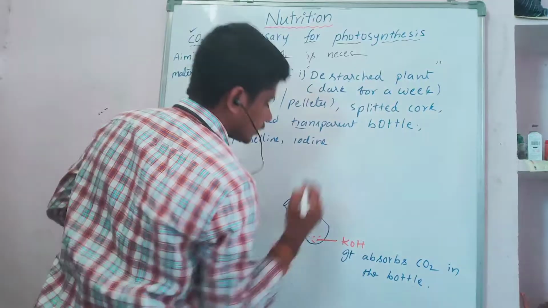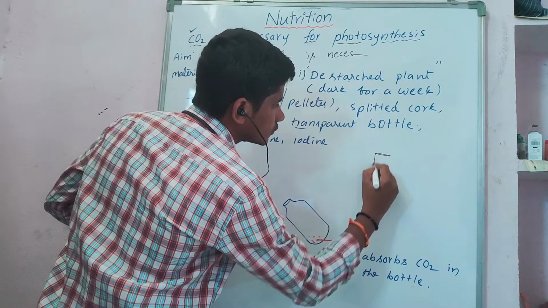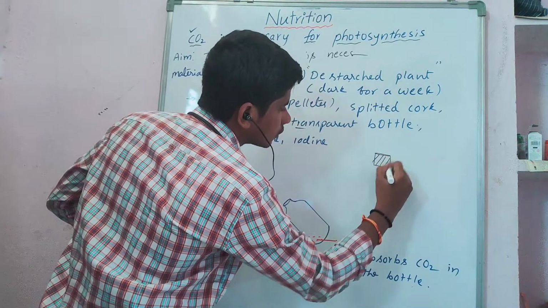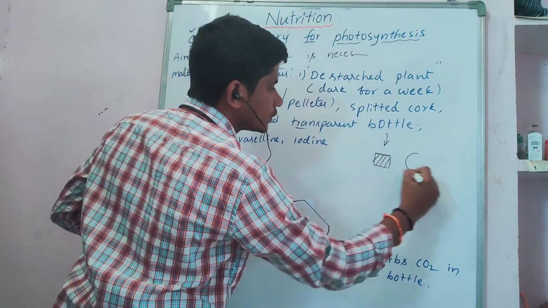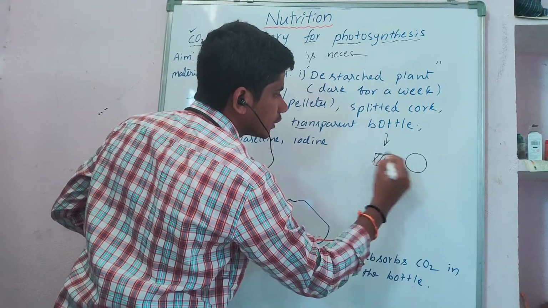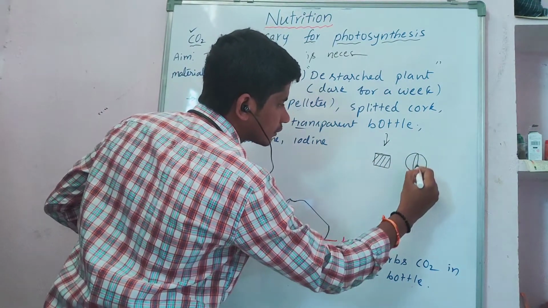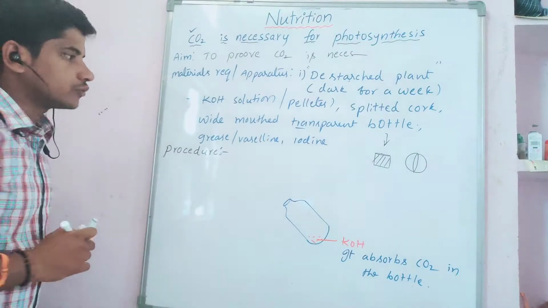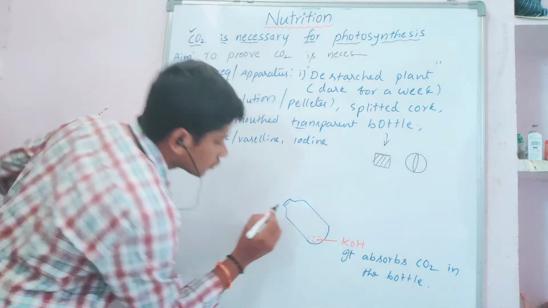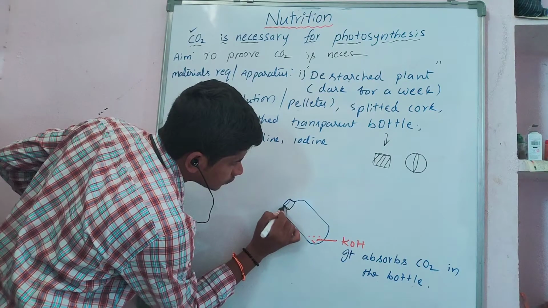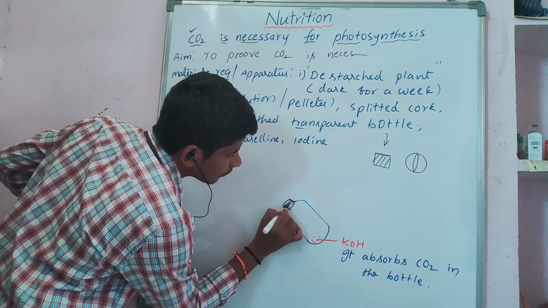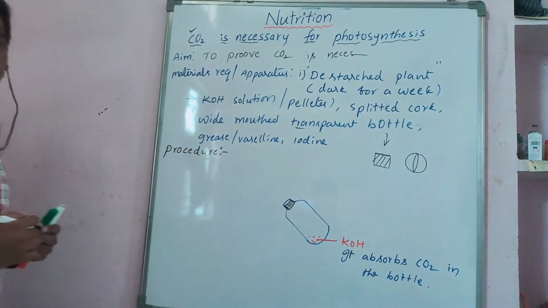So this is the split cork. For example, this is the side view. When you see it from above, that means vertically, in this area we can see the small slit here. Through that we have to insert the leaf, which we'll discuss now. So insert the split cork into the mouth of the bottle.